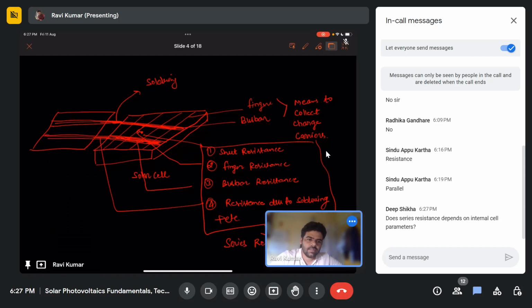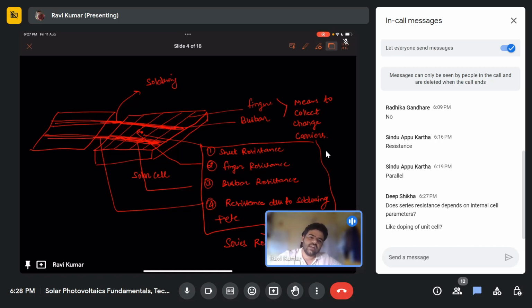That series resistance depends on internal cell parameters. What internal cell parameters? Even RS is itself, no. Like doping of the unit cell. It depends on the sheet resistance. If sheet resistance depends on the doping, then it will, otherwise it will not. And if we say the parameter of a solar cell, then series resistance itself is a parameter of a solar cell.